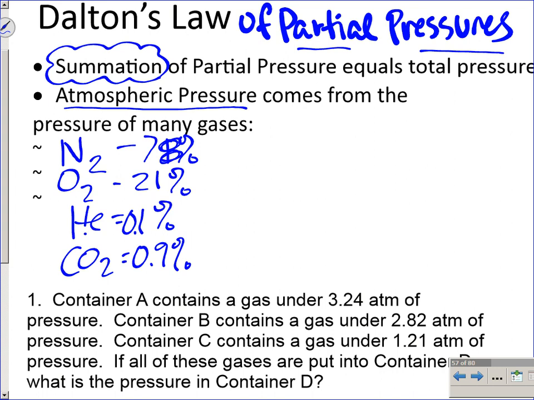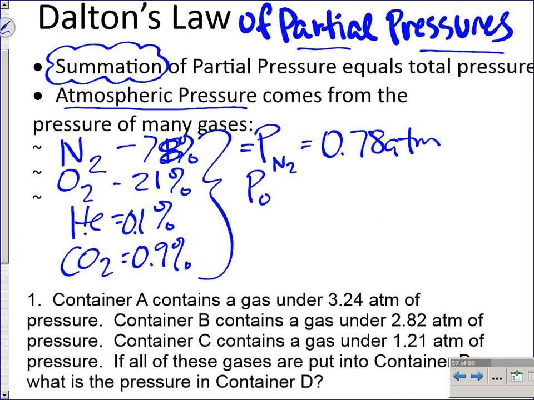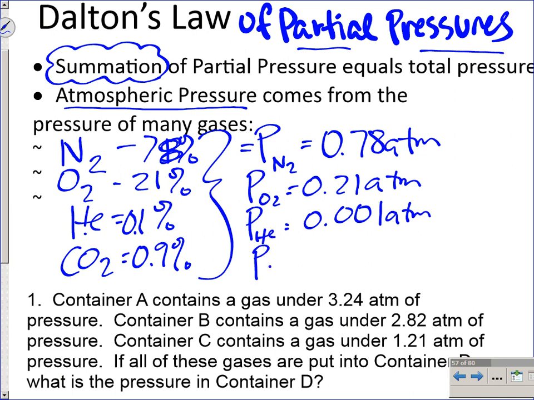If we're at our atmospheric pressure, what should they be equivalent to? 1 atmosphere, which is our baseline total pressure. I could convert all of these to partial pressures. We always write P for pressure, and we label it with what we're identifying, in this case nitrogen. Let's say it's like 0.78 atmospheres. The pressure of oxygen is 0.21 atmospheres, helium is 0.001 atmospheres, and the partial pressure of carbon dioxide is 0.009 atmospheres.